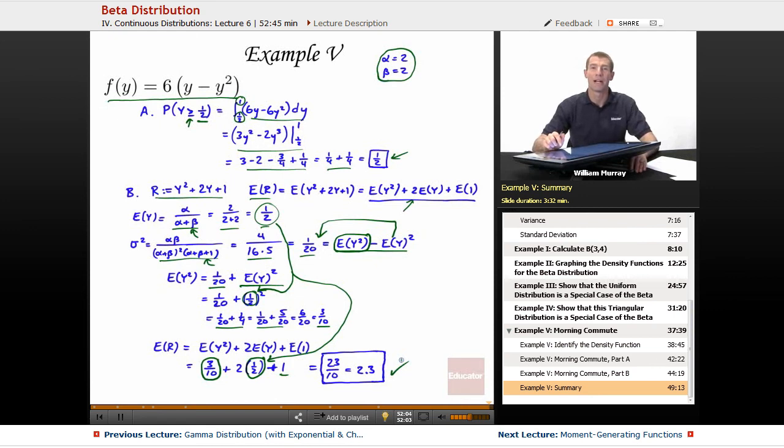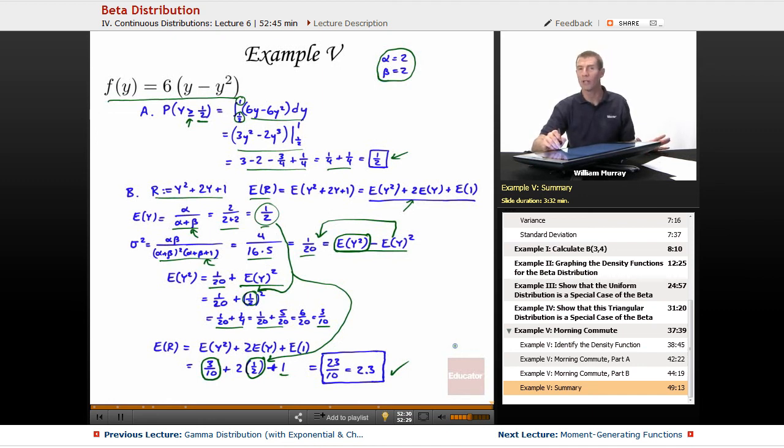So that wraps up this lecture on the beta distribution. This was the last of the continuous distributions. We've worked through the uniform distribution and the normal distribution and the gamma distribution. The gamma, of course, includes the exponential and the chi-square distribution. So we had one big lecture on all of those. And now finally we've got the beta distribution. So you're supposed to be an expert now on the continuous distributions.